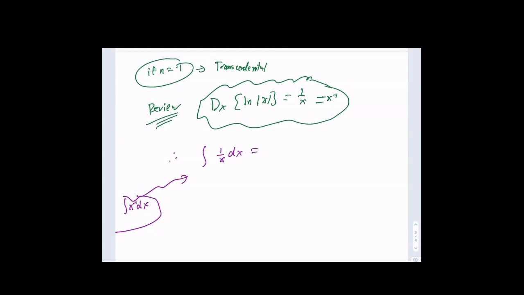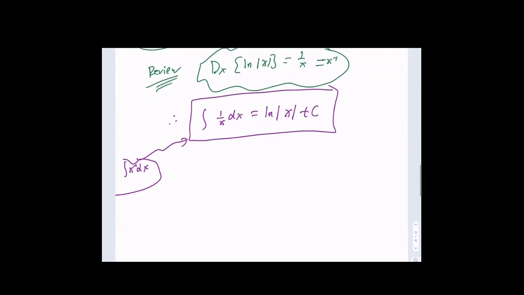Remember, the derivative and the integrand, they just go backwards and forwards. So what's the integral of 1 over x dx? Ln absolute value of x, and then plus c. And there's your rule. Don't forget the absolute values.